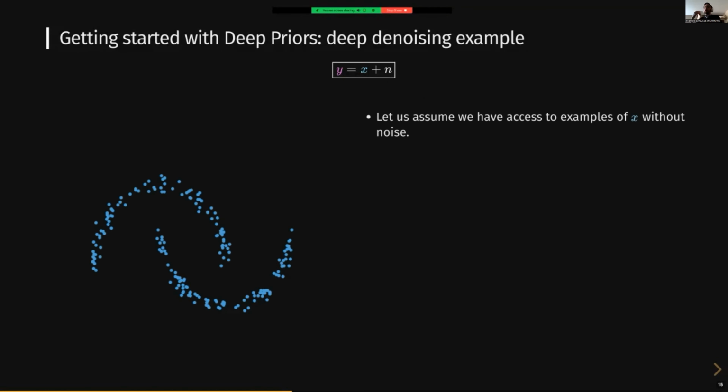So let's assume that I have access to samples from my prior distribution. In our case here, there would be examples of signal X with no noise. And here I'm plotting them on the left in 2D, and you can see that they don't live everywhere in the space. They live in very particular regions of this space. You can think of these regions as essentially the data manifold, so the places in the space where the data actually lives, or where reasonable data should live.